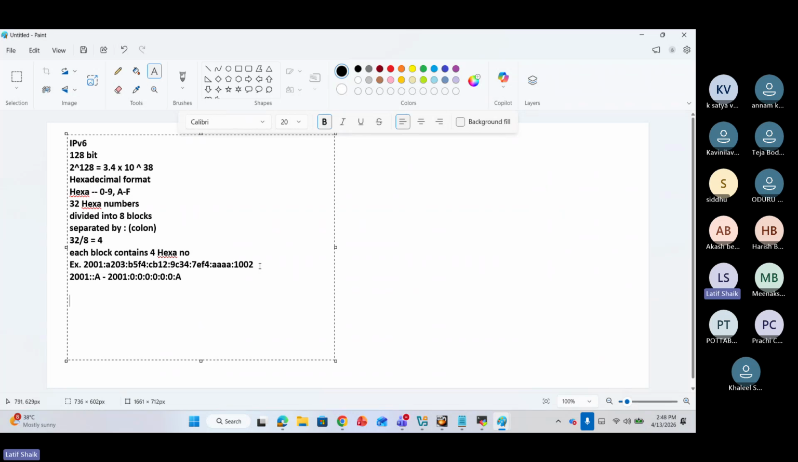This is about simple points about IPv6. As I said, there are 3.4 undecillion, around 34 with 37 zeros, that many IPv6 addresses from 0000 to FFFF. If you count everything, so many IPv6 addresses, but not the entire IPv6 address space has been released into the market.